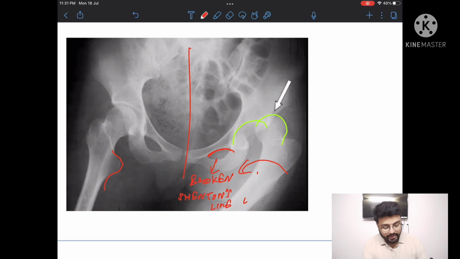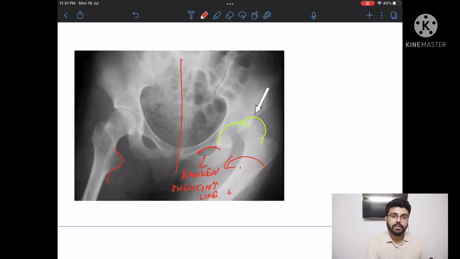So adduction, internal rotation. Okay, and the head is lying above the acetabulum. Above means it is riding upwards. So this is what you look for in the X-ray. Just remember this X-ray, it's very important. It is even sometimes directly asked in the examination. So this suggests posterior dislocation of the hip joint.